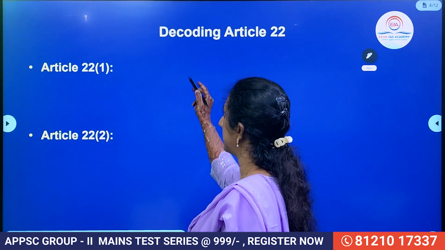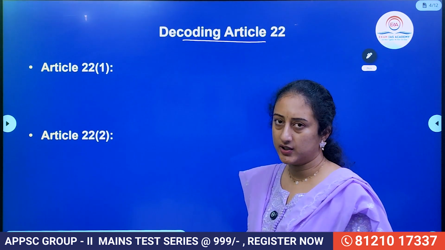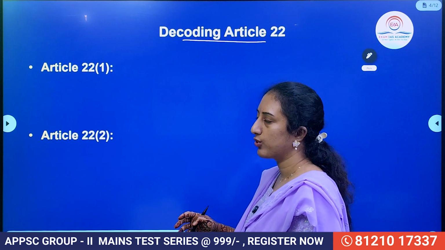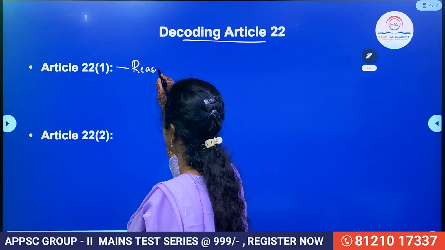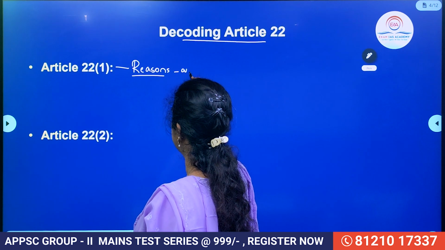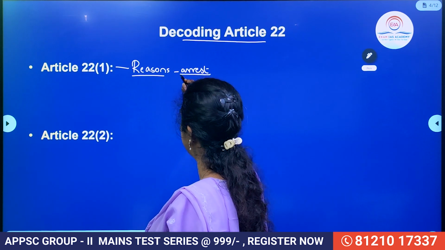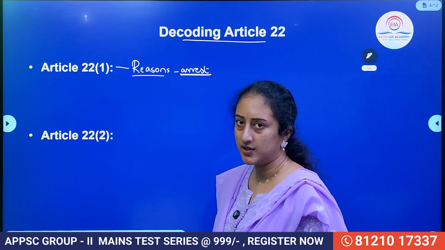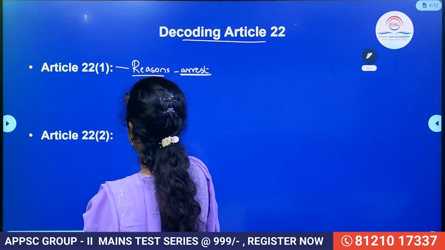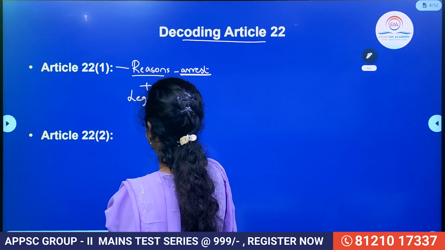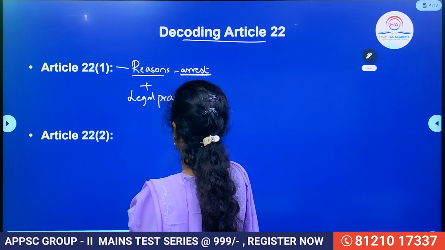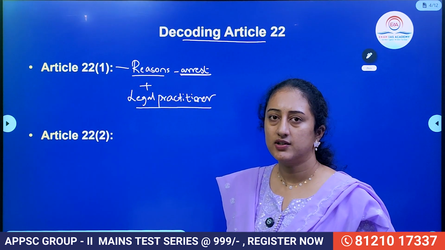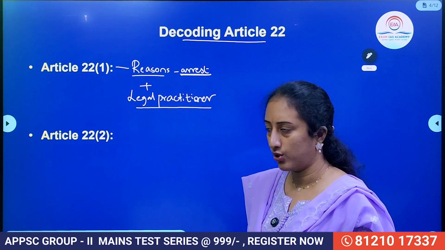Then we'll understand the sub-provisions of Article 22. First, Article 22 Clause 1 says that there have to be reasons behind an arrest. The reasons of arrest have to be clearly communicated to the person who is getting arrested. At the same time, he also has a right to consult a legal practitioner, to represent him before the court. That is Article 22 Clause 1.